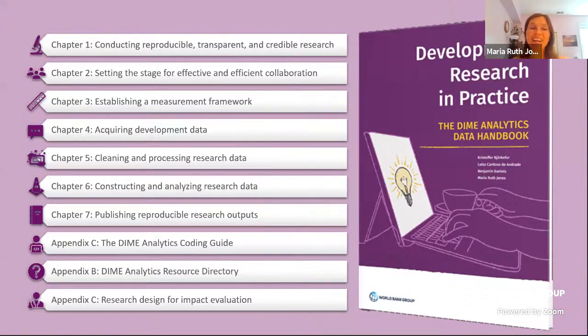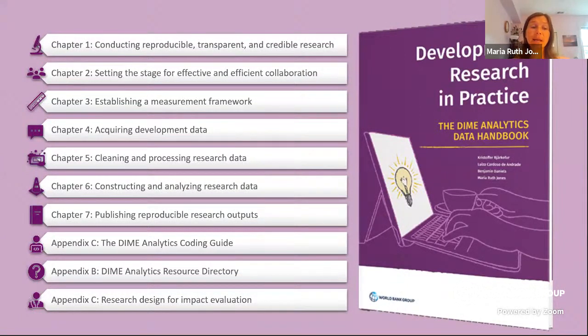And the last chapter covers how to publish reproducible research outputs. So once you've conducted all of your analysis, what's needed for the final publication stage, and how can you do that in a very reproducible fashion? And that focuses both on the actual output in terms of a paper or a policy brief, but also on the data itself and the code as important research outputs in their own right.